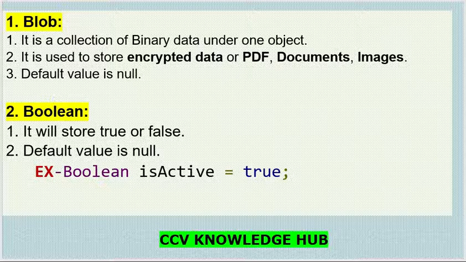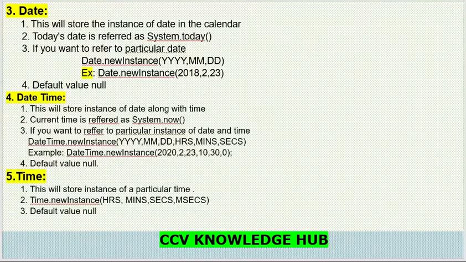Let's move to the next data types. The first one is Date. This will store the instance of a date in the calendar. If you want to know today's date, we can refer to System.today. And if you want to refer to a particular date, there are different formats available: year, month, date format, YYYY-MM-DD. The default value of this is null.